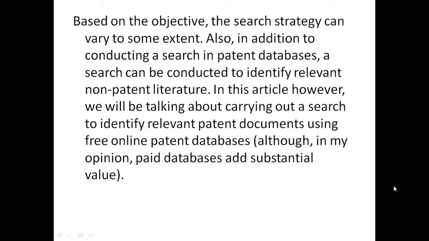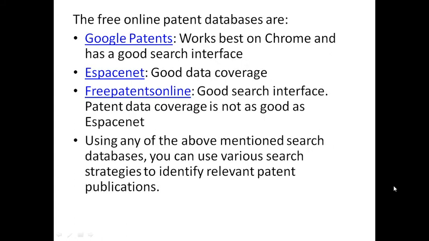Based on the objective, the search strategy can vary to some extent. In addition to conducting a search in a pattern database, a search can be conducted to identify relevant non-pattern literature. In this article, however, we will be talking about carrying out the search to identify relevant pattern documents using free online pattern databases. Sometimes paid databases add substantial value. Free online pattern databases are Google Patents, ESPACENET and Free Patents Online.